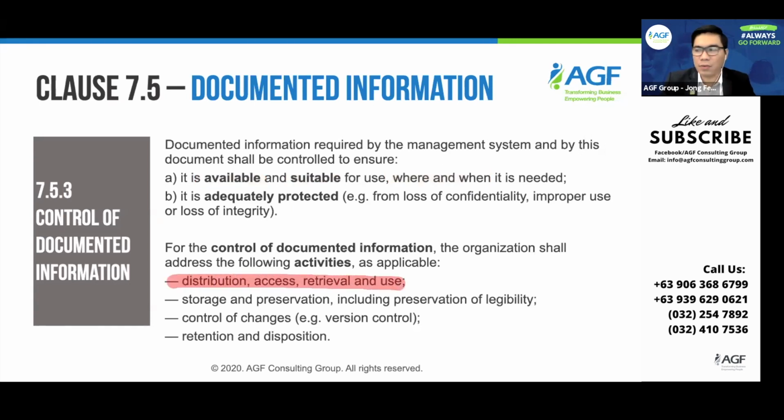And of course, not only that, once you have identified where you're going to make this available and how you are going to distribute it, you also need to protect it. How do you protect it from loss of confidentiality or loss of integrity? Simple. Nobody can change a document unless it goes through the document control process. What is the document control process?